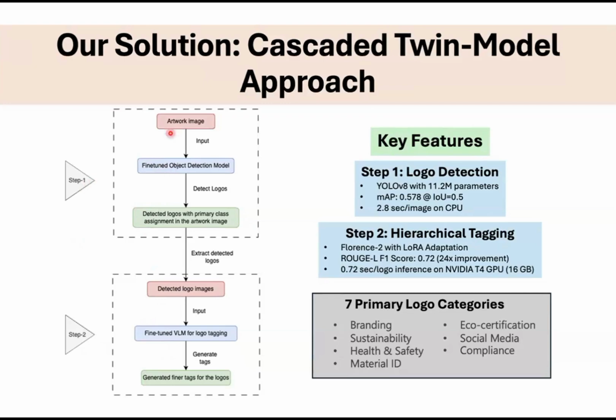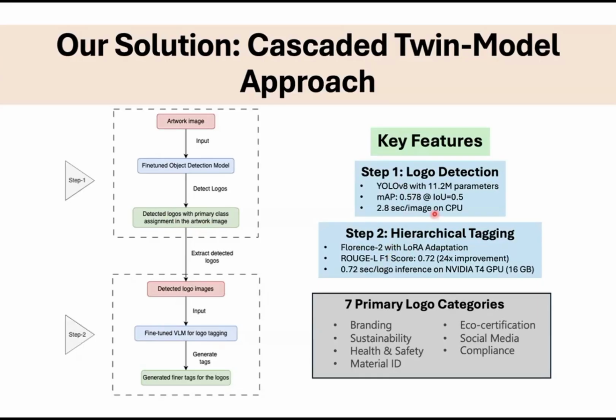First we input an artwork image, which is given to the fine-tuned object detection model to detect the logos present in the artwork. Then the detected logos are provided their primary classes. Once these logos are detected, they are extracted and sent to the vision language model as input, which generates appropriate tags in a proper hierarchy for those specific logos. The hierarchy will be the primary class, the secondary classes, and some description about that particular logo. So in stage 1 we are using YOLO V8 and in stage 2 we are using Florence 2.